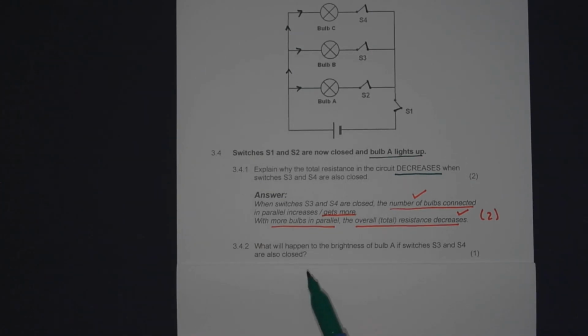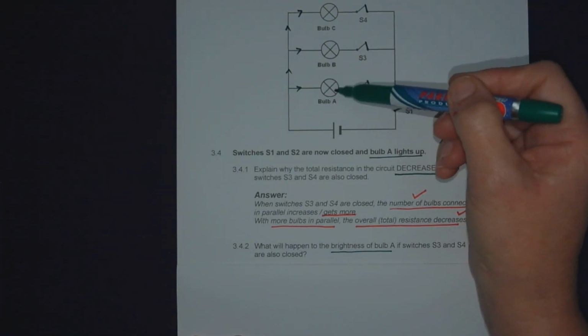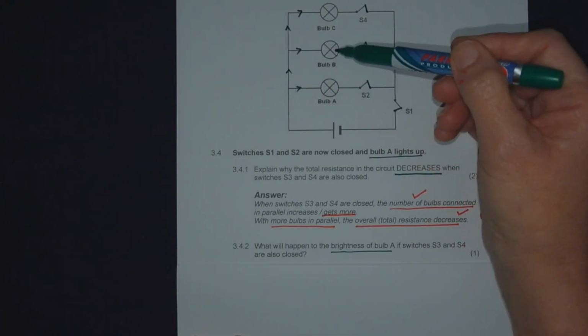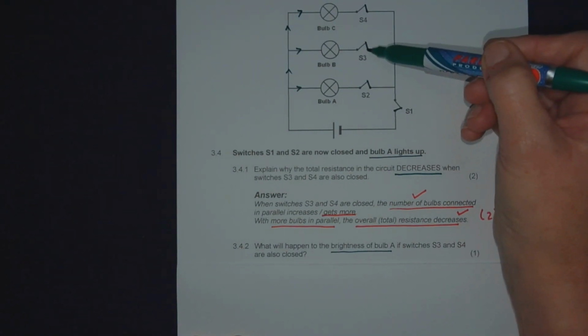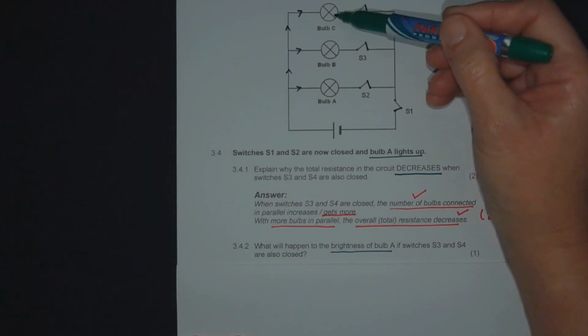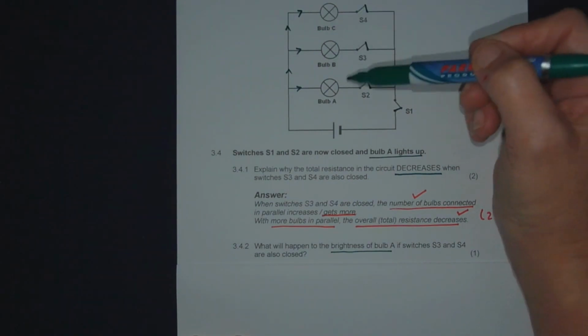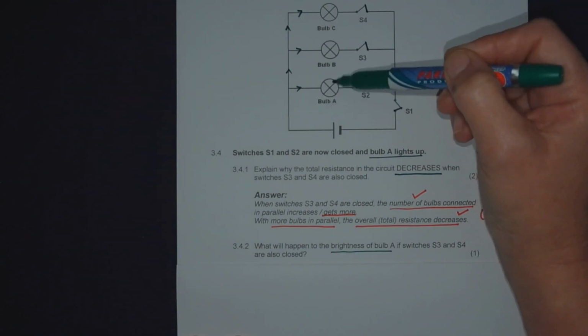3.4.2 is still on the circuit. What will happen to the brightness of bulb A if switches S3 and S4 are also closed? So if they are open, bulb A will glow with a certain brightness. If I add bulb B by closing S3, what will happen to the brightness? And if I add bulb C by closing the switch, so when I add more bulbs in parallel, what will happen to the brightness of bulb A?